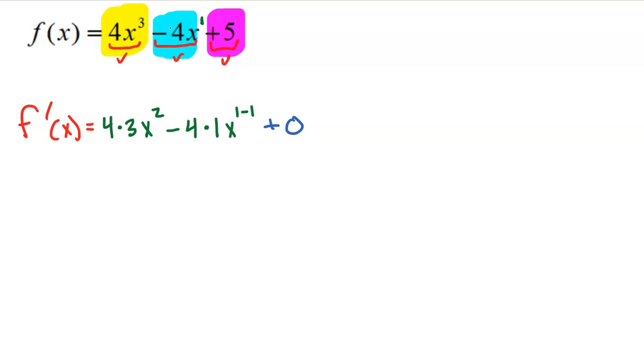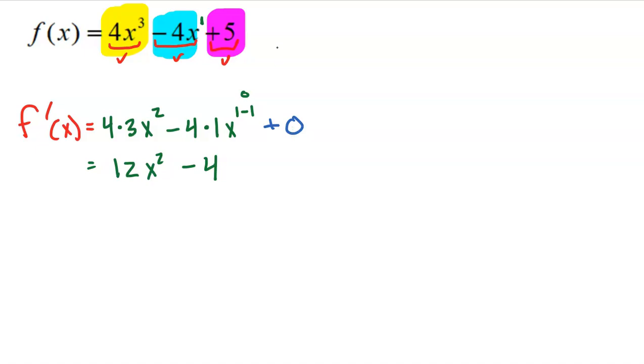So I took the derivative of each part of these three different terms combined together, and now I just got to clean it all up. So here we go. 4 times 3 is 12, x squared, minus 4. Now remember, negative 4 times 1 is negative 4. X raised to the 0, 1 minus 1 is 0. Well, anything raised to 0 is 1, so that just becomes a 1. Negative 4 times 1 is just negative 4.